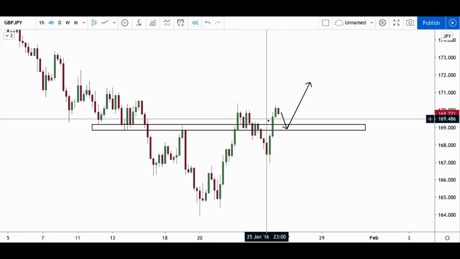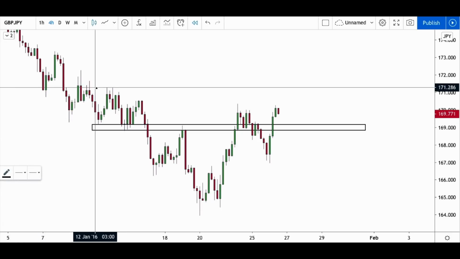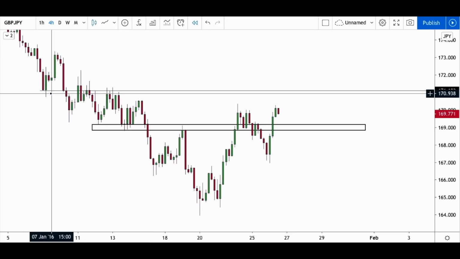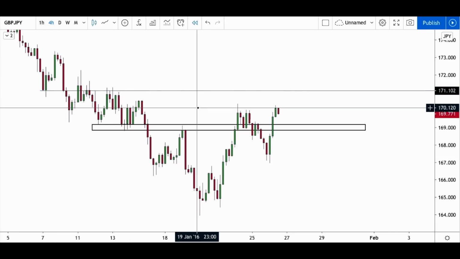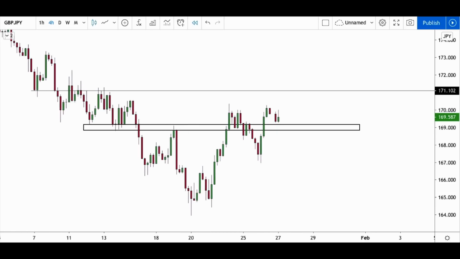Okay, so let's see how this trade plays out. I'm waiting for the retest and then a continued push towards the upside. Our target on this is going to be somewhere around here, because this is the next level of resistance. You can see support, resistance right here, and resistance. So we're waiting for that retest and a continued push up to 171.100. Let's see how this trade plays out.